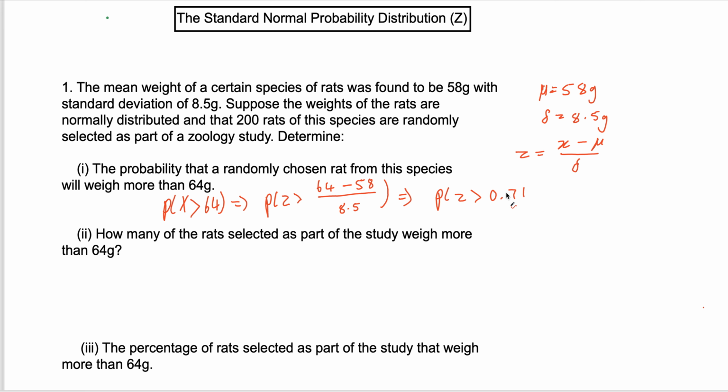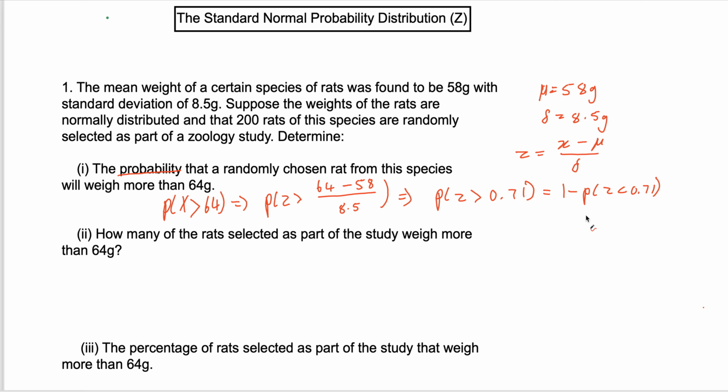Now you have converted that, but you still need the probability. You haven't found the probability yet. So from this point, you just apply probability rules. This will be 1 minus P of Z less than 0.71.